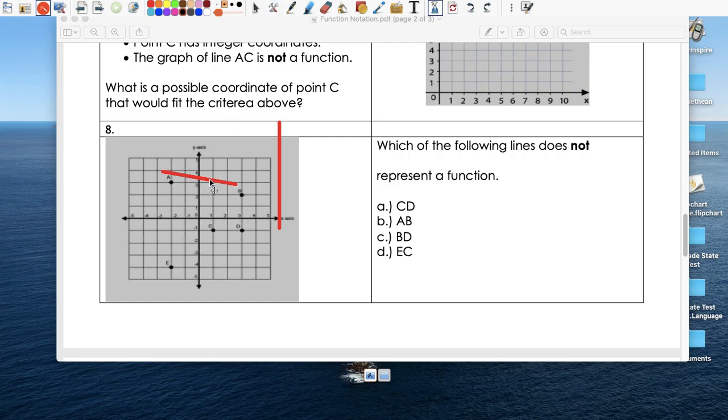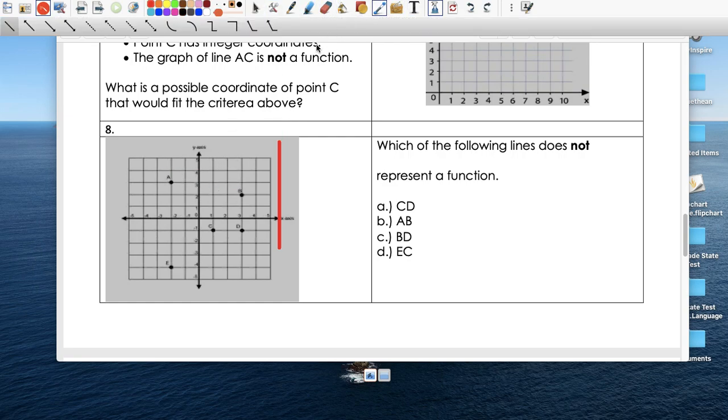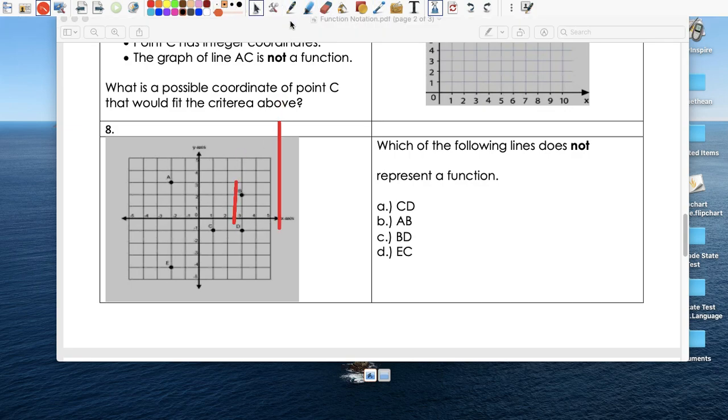Let's try BD. Where's B and where's D? Here's B and here's D. Uh-oh. Now, if I asked you when I move this pencil, this is line BD. So if I were to move this over here, how do I change colors?